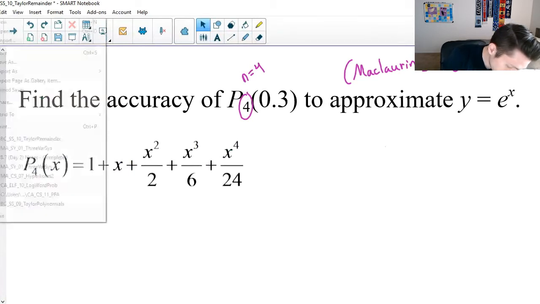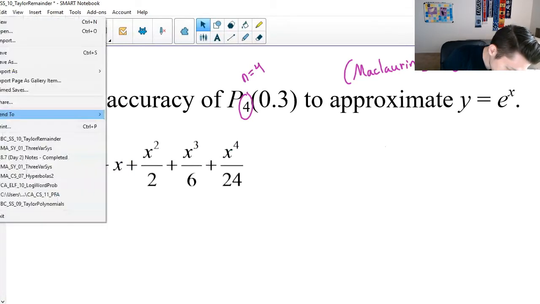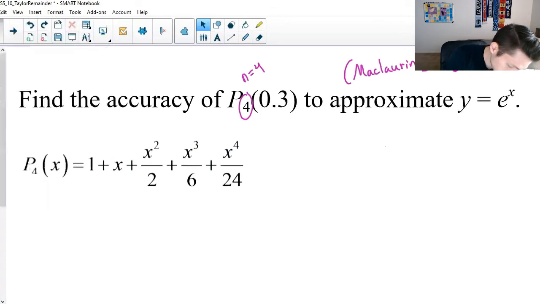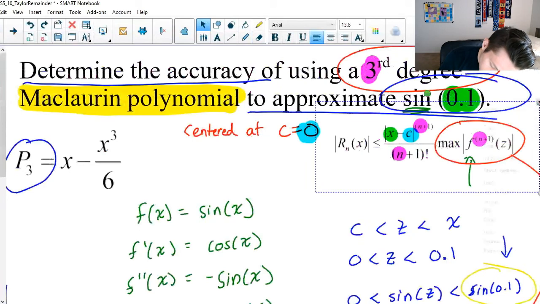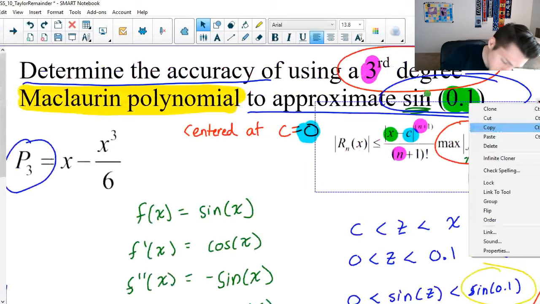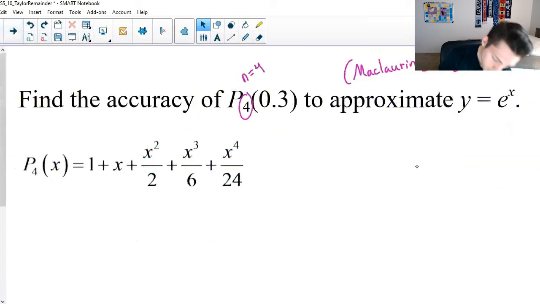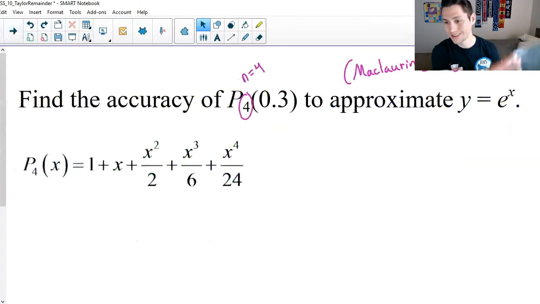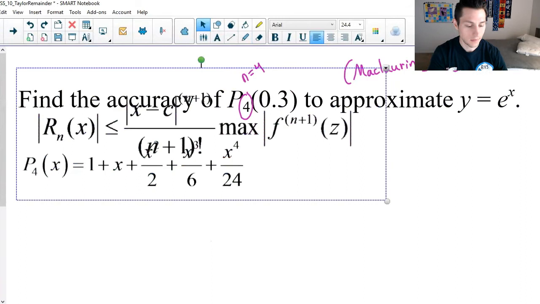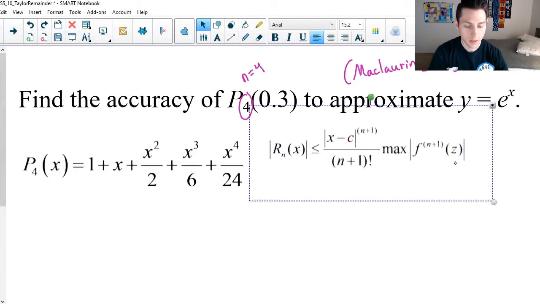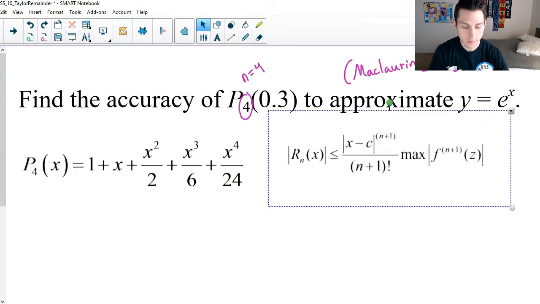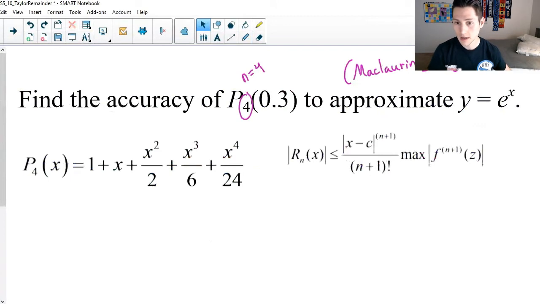So again, let me bring this over so we can look at it and make sure we don't forget. Mostly for my own sake as well. Just so it's easier to look at because there's a lot of little pieces here. All right, this is our error bound.